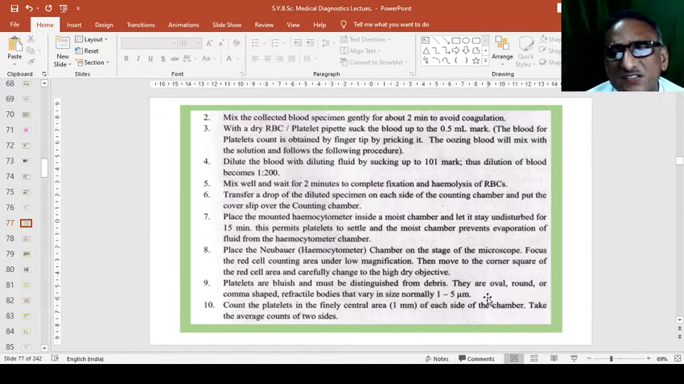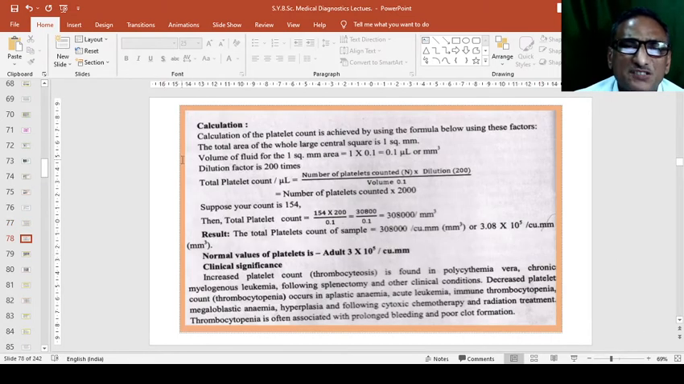Then transfer the sample to the diluent. Then place the hemocytometer inside the moist chamber. Then place the slide on the Neubauer chamber with the cover slip, put it under the microscope and observe the cells. So you can count them, the size normally being 1 to 5 micrometers. Then you report how many cells you have counted.